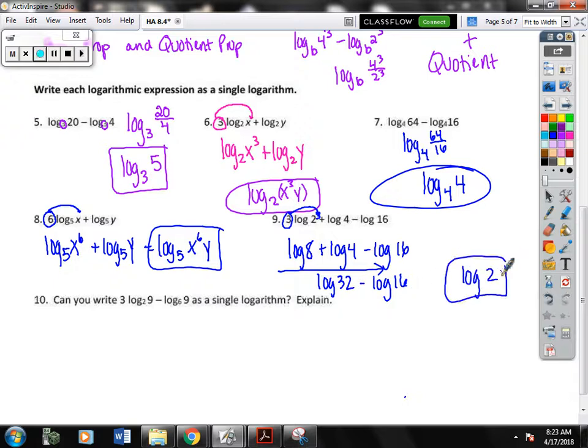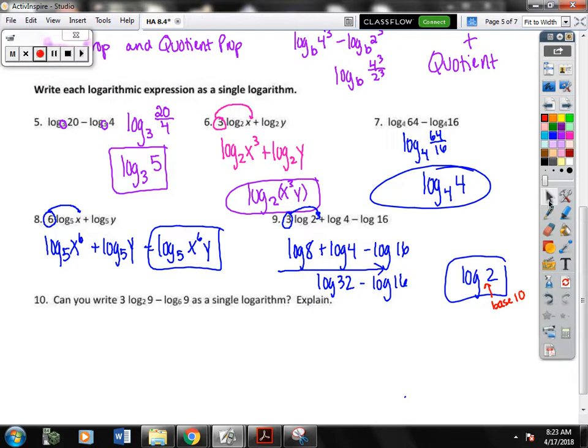Now this one doesn't have a base, or does it? When there's no base, what is the imaginary base? The implied base, Caleb? 10. It's called your common base. So if you don't see a base, it's just assumed to be a 10.